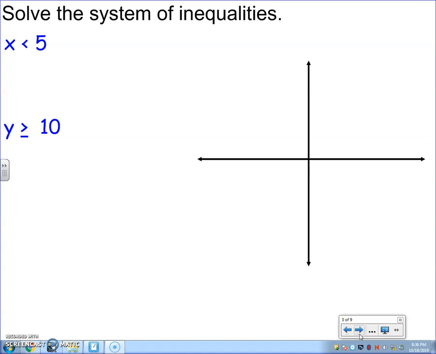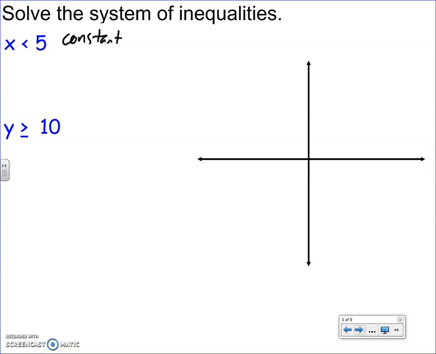The first one is x is less than 5. That is actually a constant. And since it's x equals, that's going to be a vertical line like this. And then it's dotted because there's no equal sign. So to draw a constant line, x equals 5, you just go to 5 on the number line. So 5 for x is somewhere over here, and we draw a vertical line, dotted.